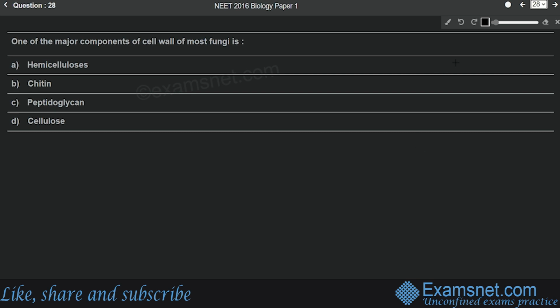Question number 28 is from the chapter Biological Classification, and the question is, one of the major components of cell wall of most fungi is, options are hemicellulose, chitin, peptidoglycan and cellulose. Okay, so the correct answer is option B, chitin. This is a direct question. We know that fungi have chitin in their cell wall. Okay, so option B is the correct answer.